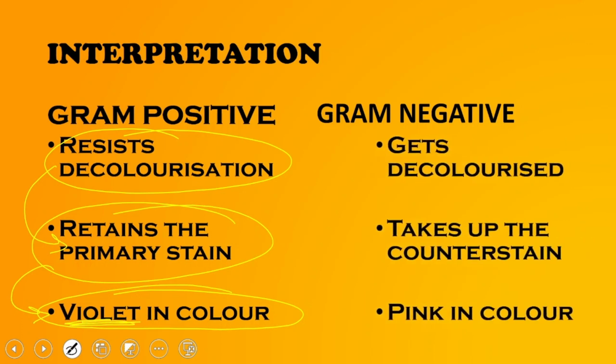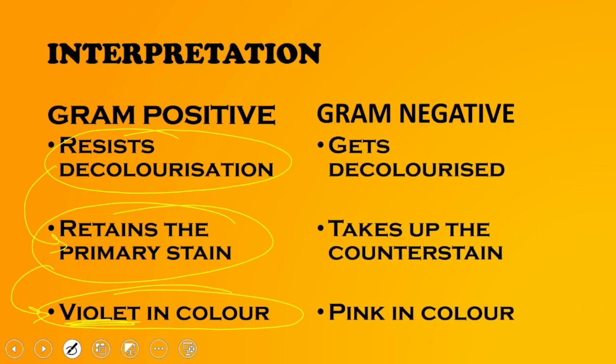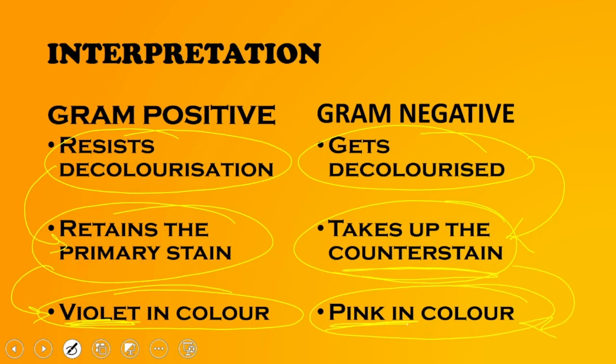Done? Second over here, can you appreciate the gram negative one? Gram negative bacteria are the ones which are going to get decolorized. If they are decolorized, they will lose the primary stain and they will take up the counter stain. And if they are taking up the counter stain, they will appear kind of pink in color. Yes or no?